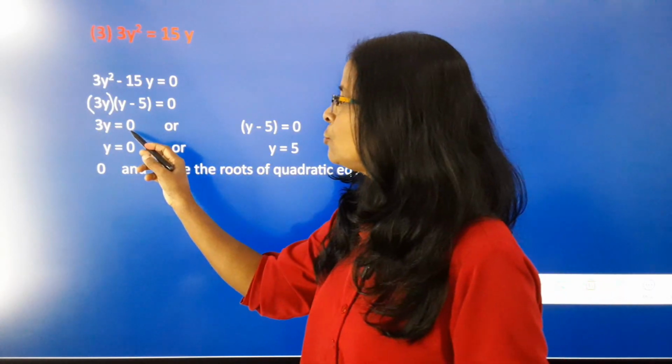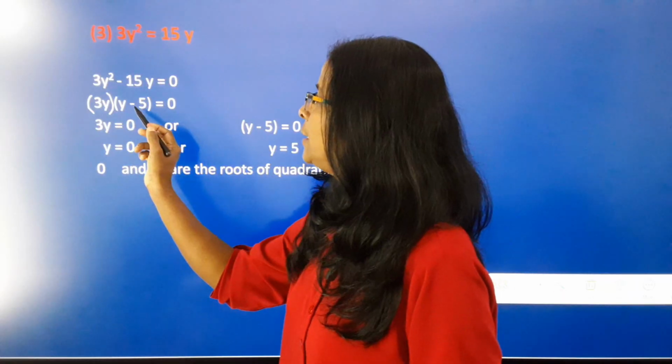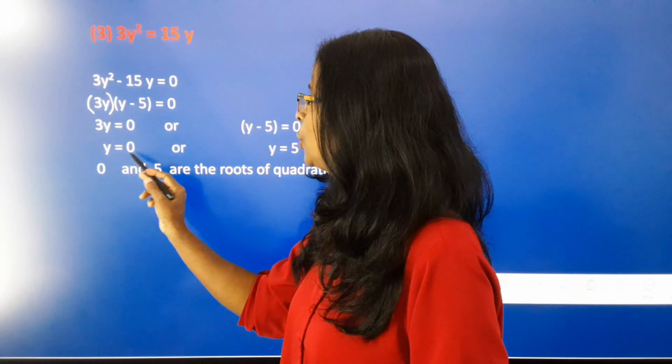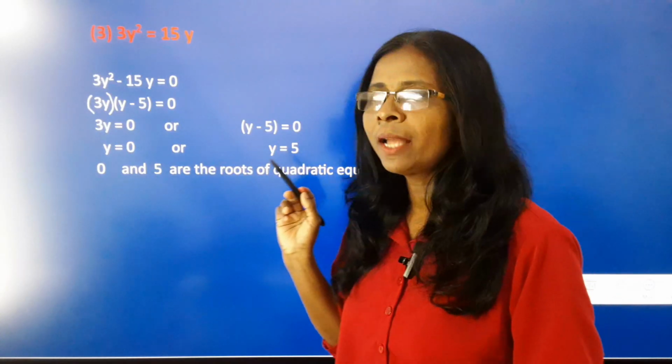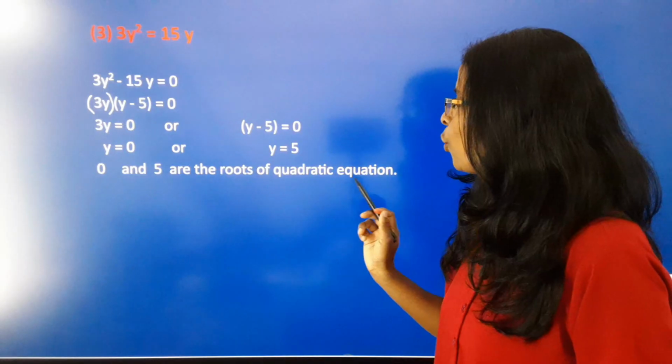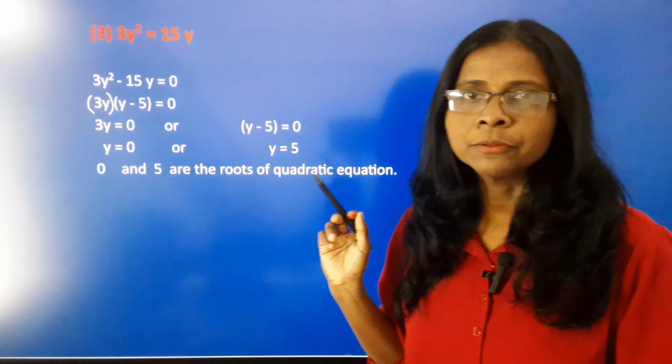So 3y is equal to 0, first bracket is equal to 0, and the second bracket y minus 5 is equal to 0. That means y is equal to 0 or we say y is equal to 5. So very easy, that 0 and 5 are the roots of the quadratic equation.